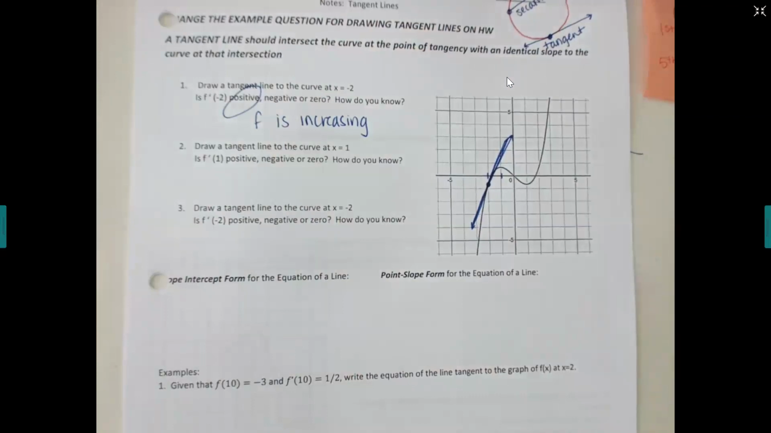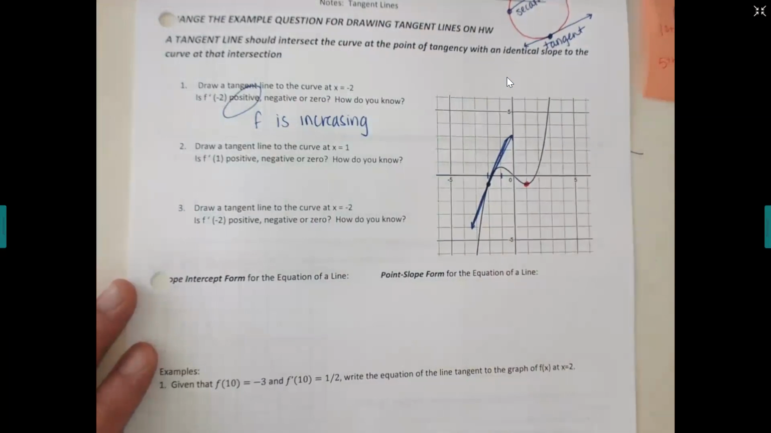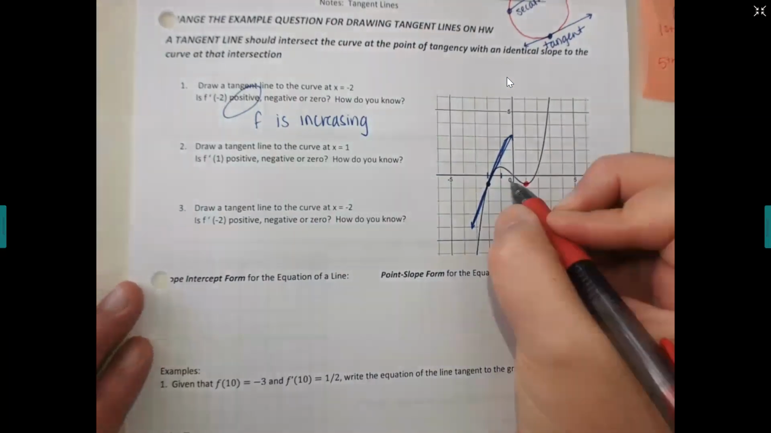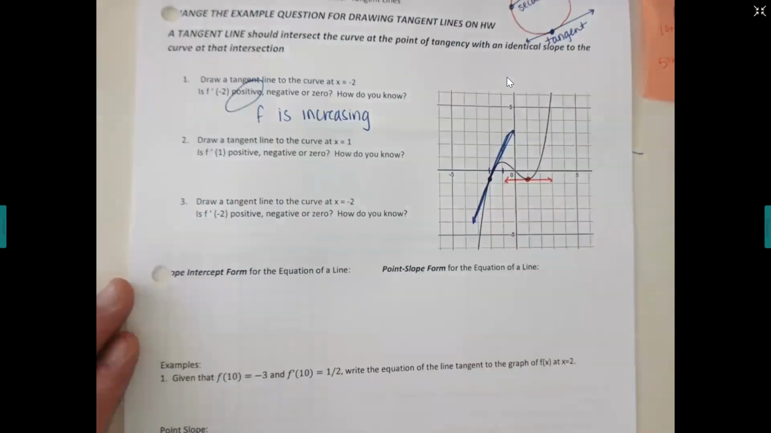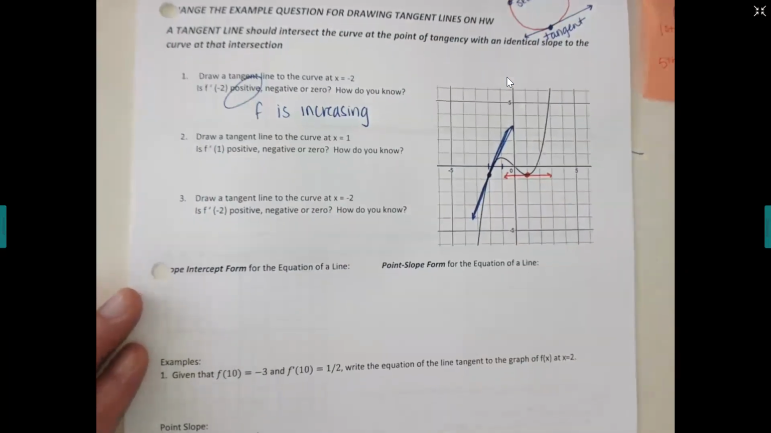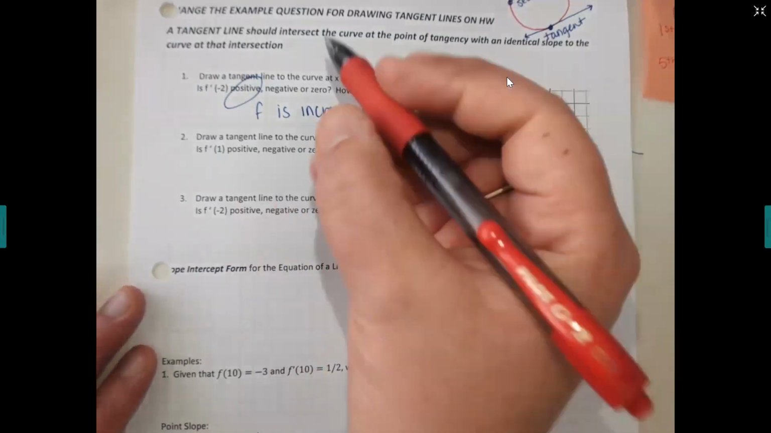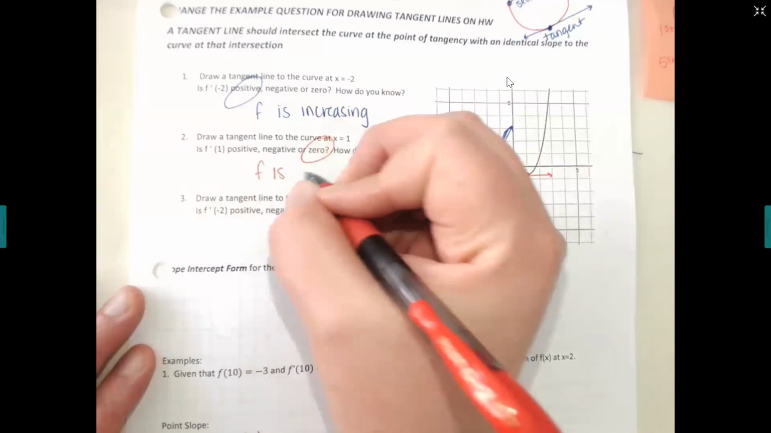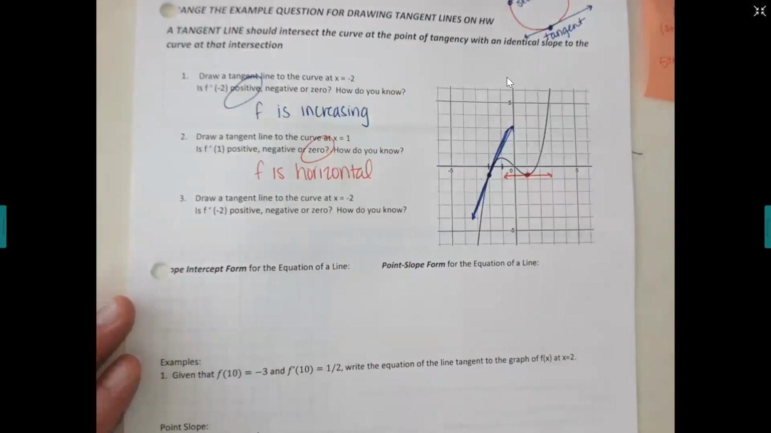Second one. I want to draw a tangent to the curve at 1. So go to 1, that would be right here. Then I want to draw my line so that it just taps that 1 point and then keeps going straight. You don't want it to cut through. Once you have drawn that line, I want you to estimate its slope. Is it positive, negative, or 0? 0 is correct. And I'm going to put because f is horizontal. Remember that horizontal means it's a flat slope or a 0 slope.